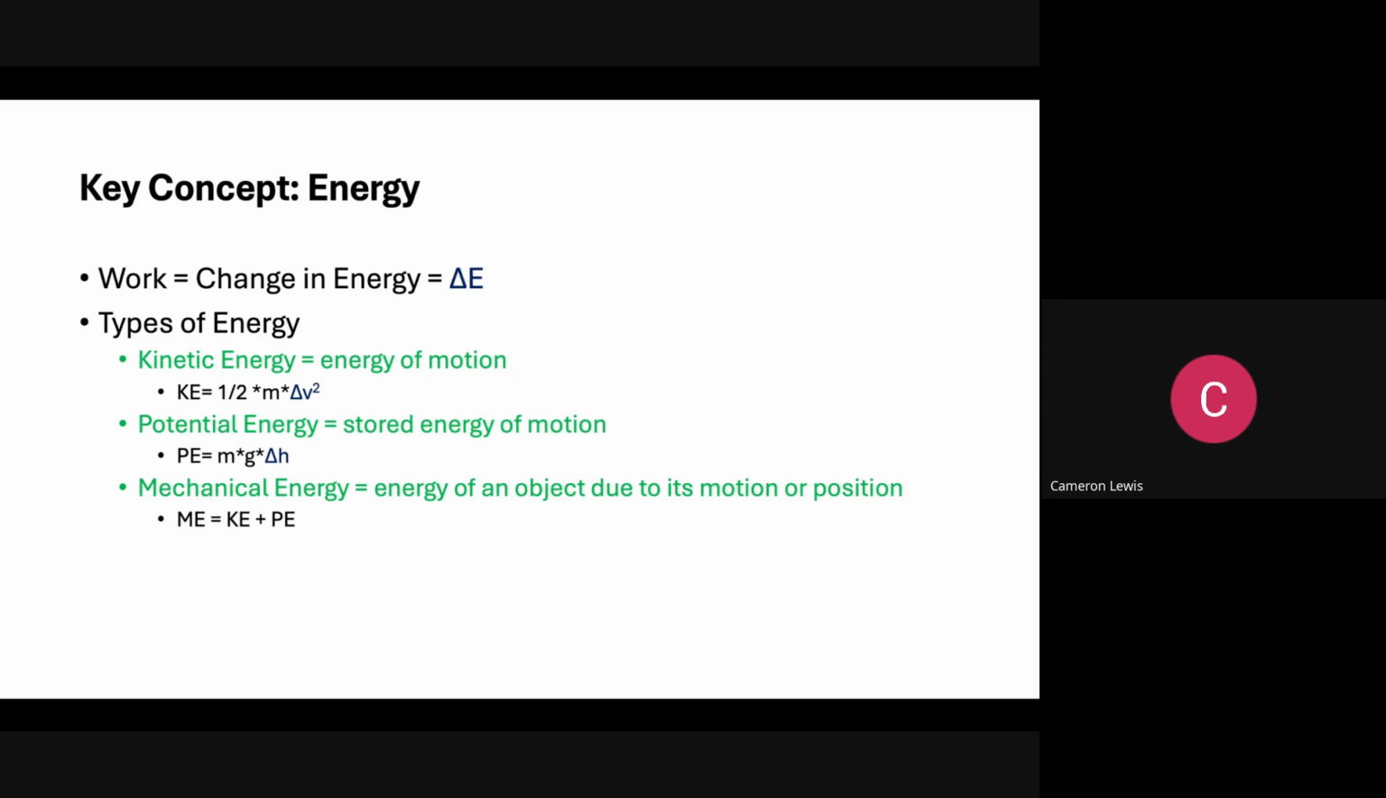So that fluctuation between kinetic and potential energy, we call that mechanical energy. Your total system energy is mechanical energy, right? And we just watch it change over time. So remember that mechanical energy is your kinetic and potential energy together.